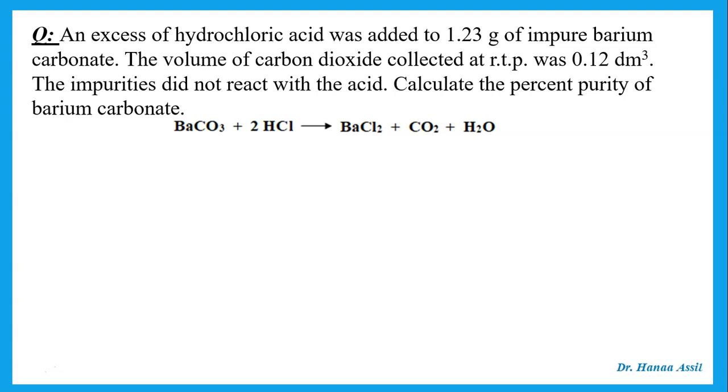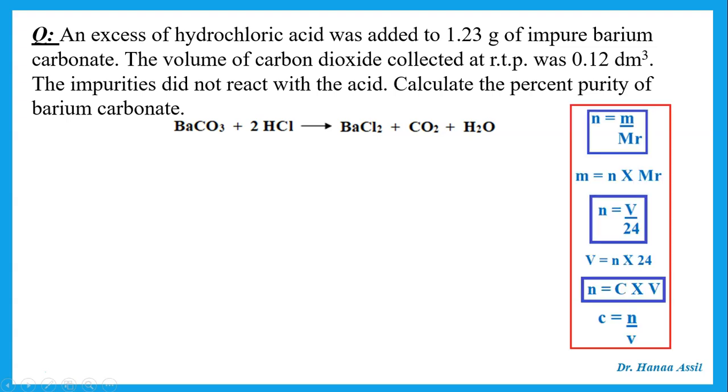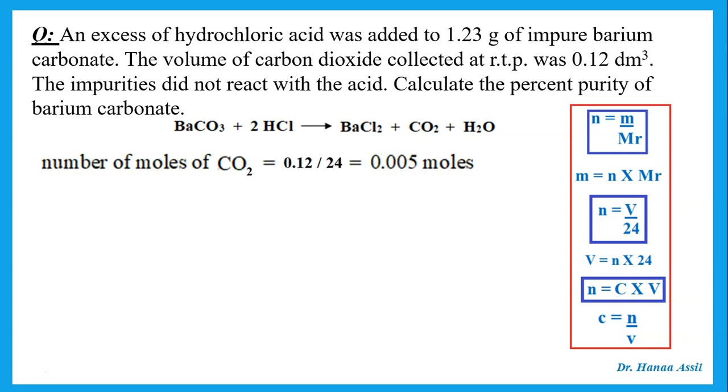That means we need the mass of barium carbonate, and that means I need to use that volume of CO2 to get number of moles first. We're given information about CO2, volume of a gas. So which equation do we use? We use the one that is volume of gas, number of moles is volume over 24. So that is the number of moles of CO2.